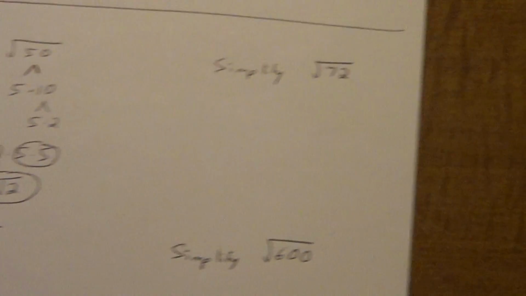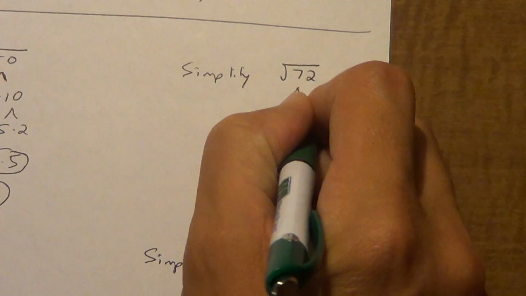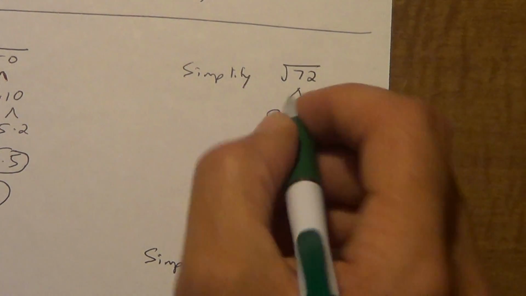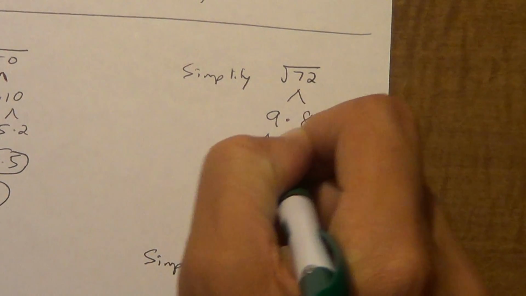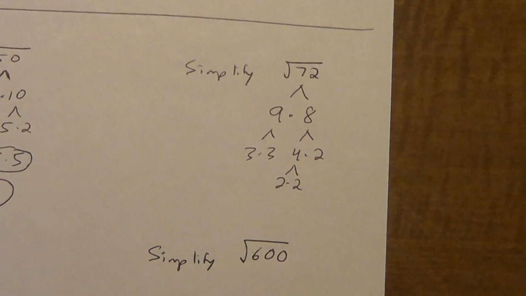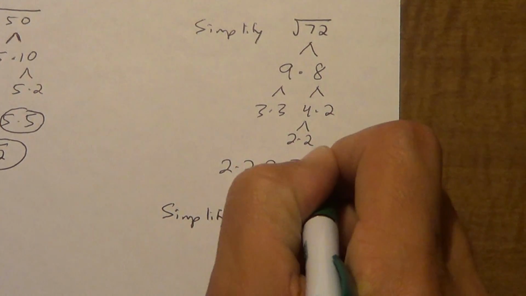Okay, so look at this one. 72, so maybe it's 9 times 8. You might do something different, maybe 2 times 36 or whatever. I don't really care. 3 times 3, 4 times 2, and then 2 times 2. Okay, so let's write them all out. 2 and a 2 and a 2 and a 3 and a 3.